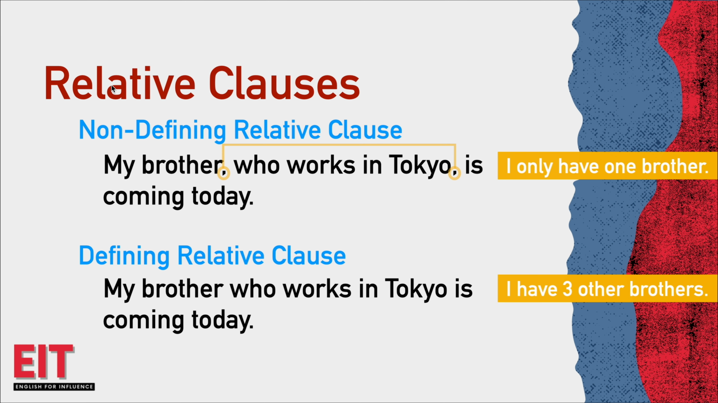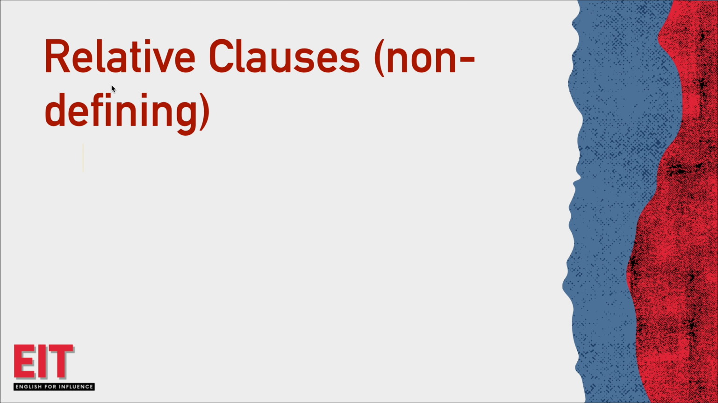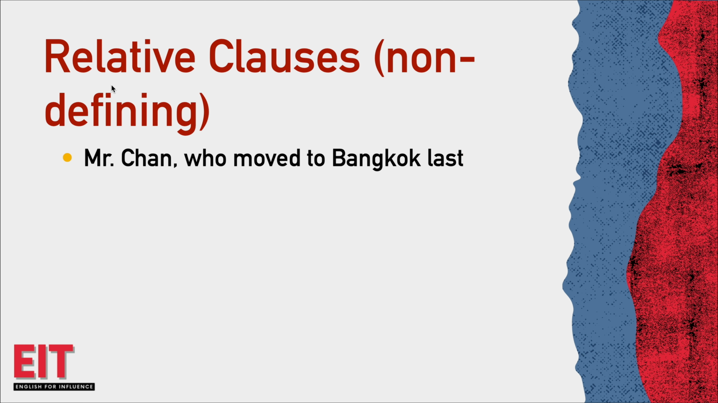Basically, some of the sentences we had last week had non-defining relative clauses. They were just extra information. Do you still remember them? Like in our first example, I'm talking about a specific person with a specific name, Mr. Chan. So I don't need to define who he is. That's why I used commas to separate the relative clause from the rest of the sentence.